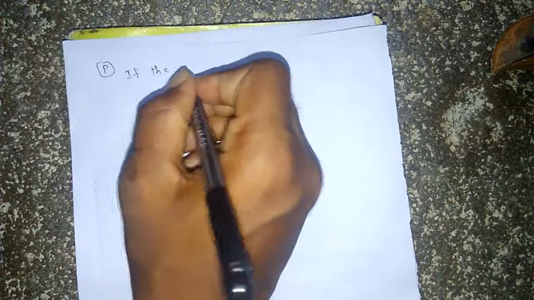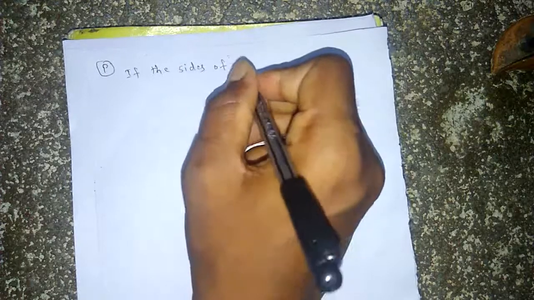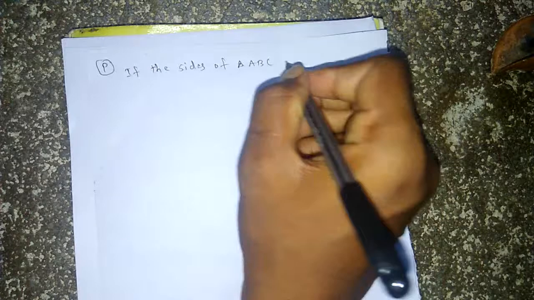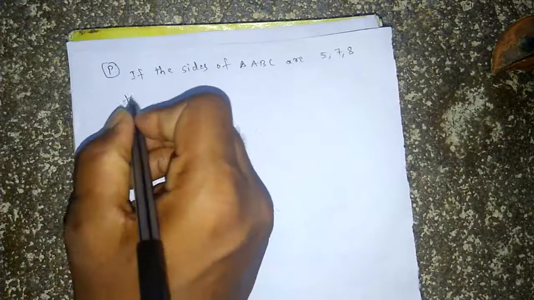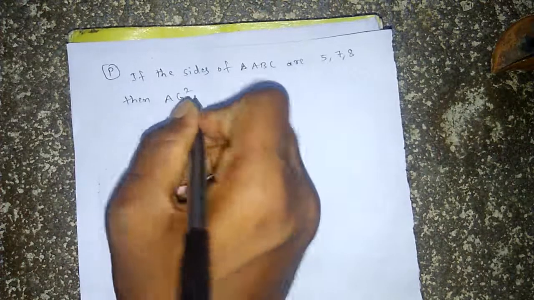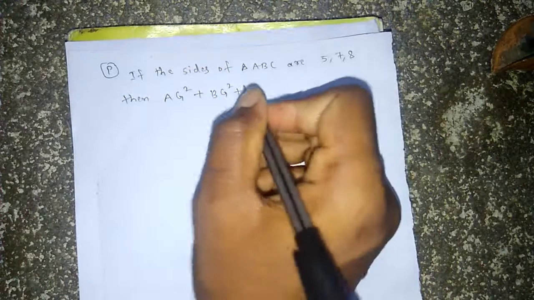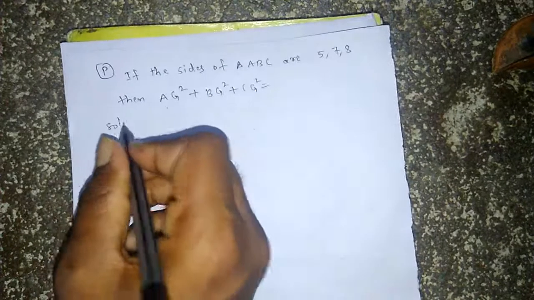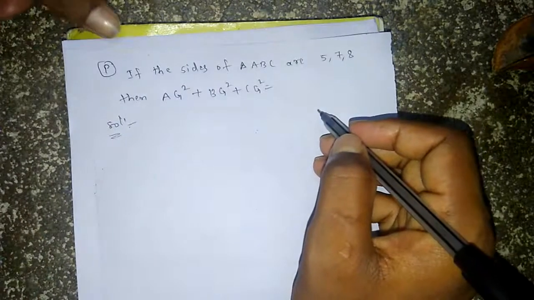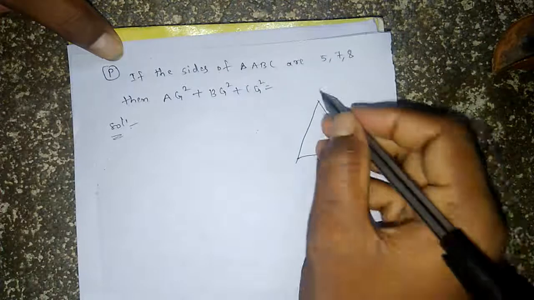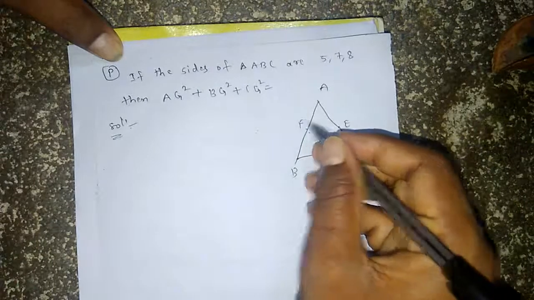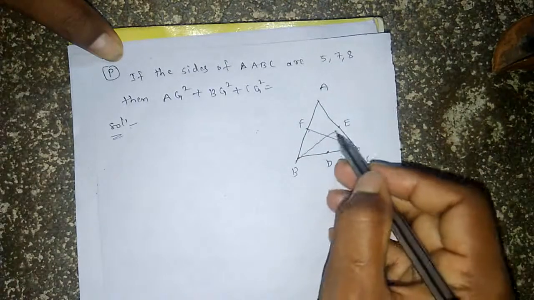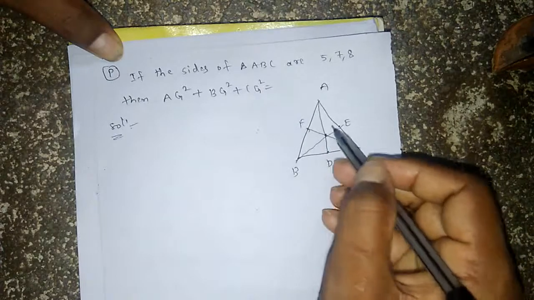Our next problem is, if the sides of the triangle ABC are 5, 7, 8, then AG square plus BG square plus CG square is equal to... This is triangle ABC, D, E, F are midpoints, G is centroid.